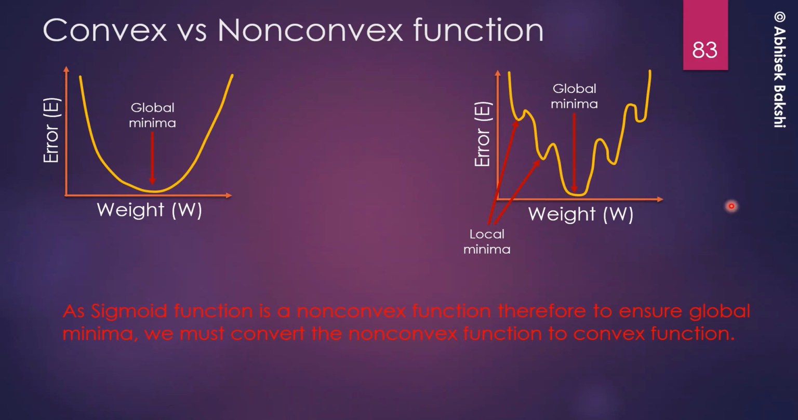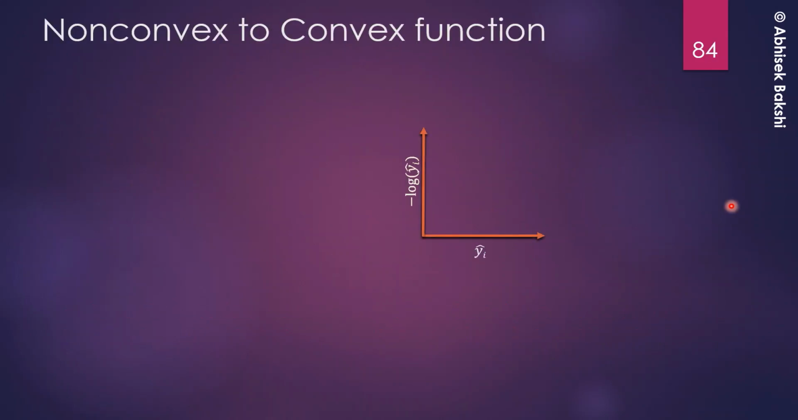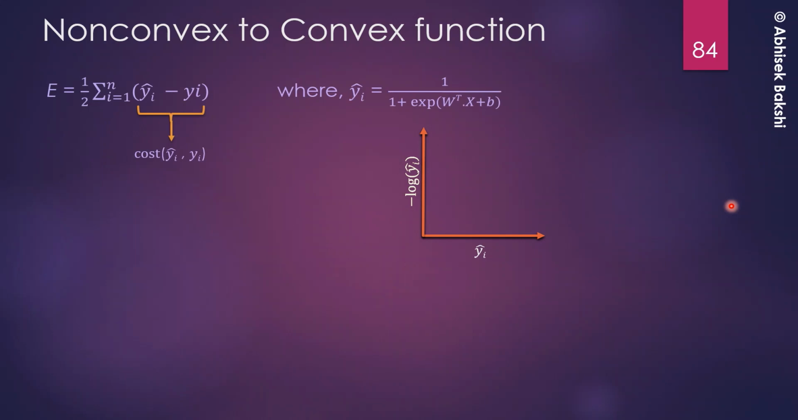So we have seen a very overall difference between convex and non-convex function. Now let's see how we can convert from non-convex to convex. So it's a bit tricky. Just ignore this particular diagram right now, there is a mistake here. Anyway, it will come later. So assume a situation like this. We have a cost function like this, right?